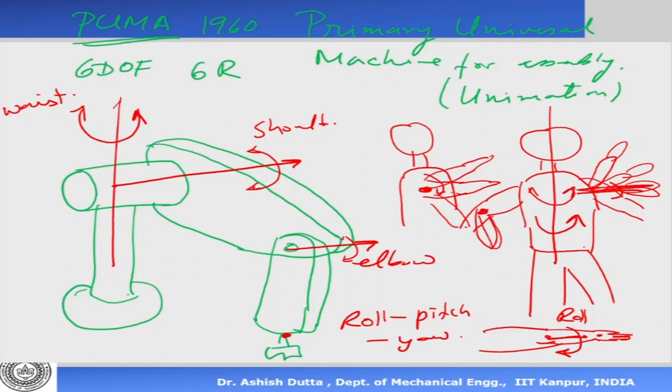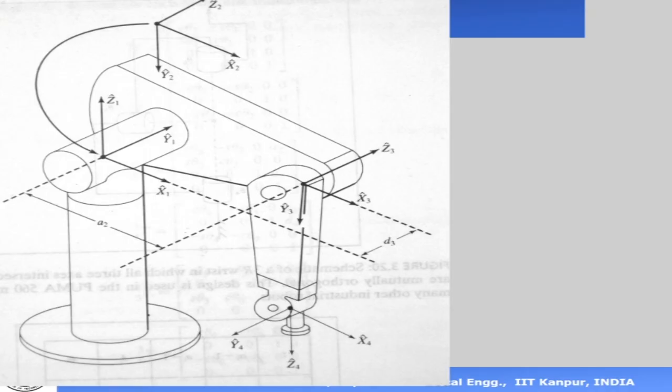This is my pitch. If this is my axis here, it can go up and down. So your hand can go up like that, or it can go down like this. So this is called the pitch axis. And it can also rotate about this axis, which is called the yaw axis. So in your wrist, you have three axes, which are called the roll, pitch, and the yaw axis. Okay, so wrist, shoulder, elbow, roll, pitch, yaw, 6 degree of freedom manipulator.